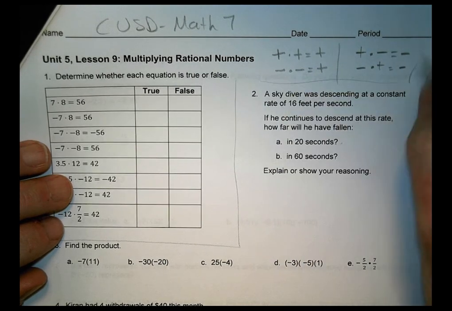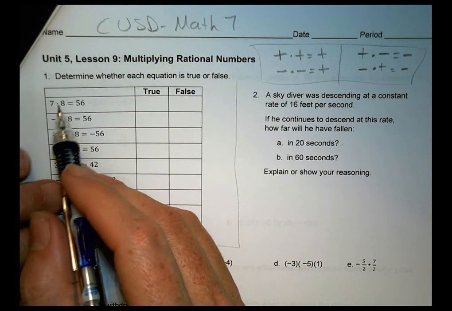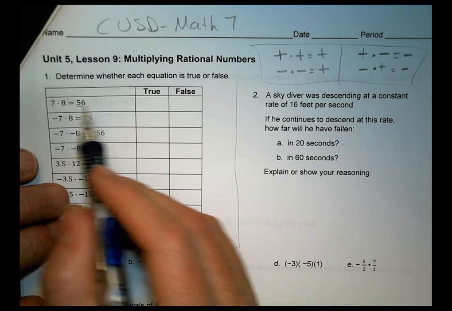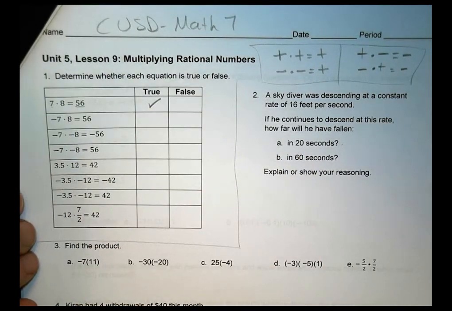Okay, that's kind of your key thing from today, so keep that in mind as you're looking at these equations here. Right, a positive times a positive gives you a positive answer. And yes, it is 56, so we would say that is true. So do the rest of those and you'll be good to go.